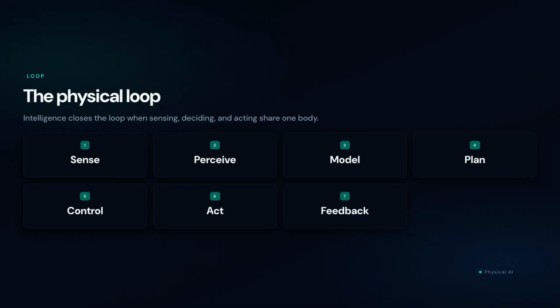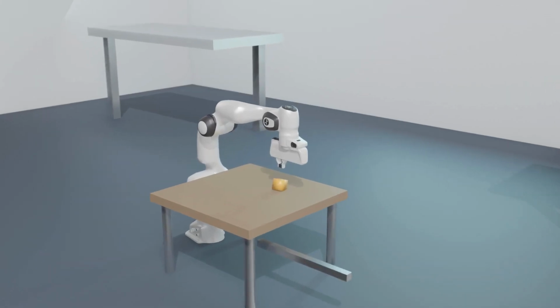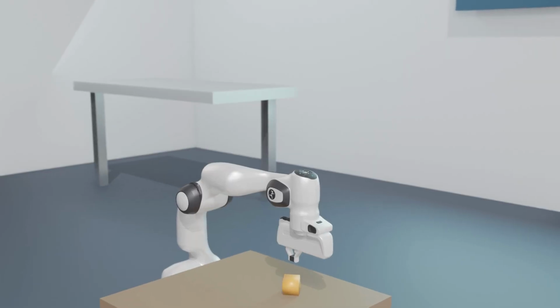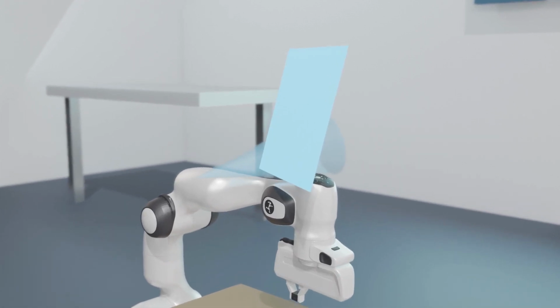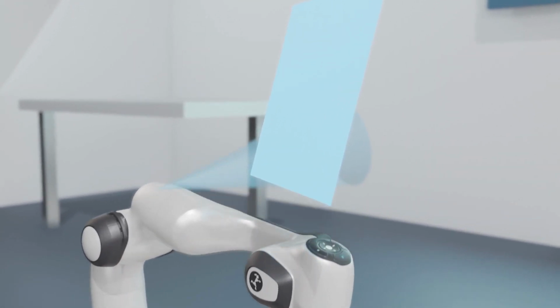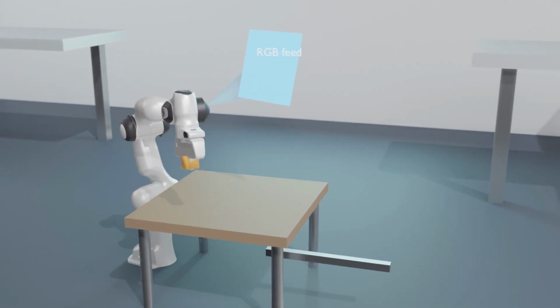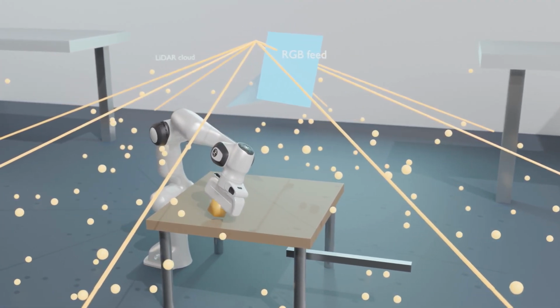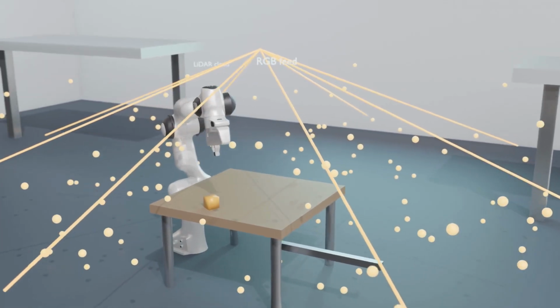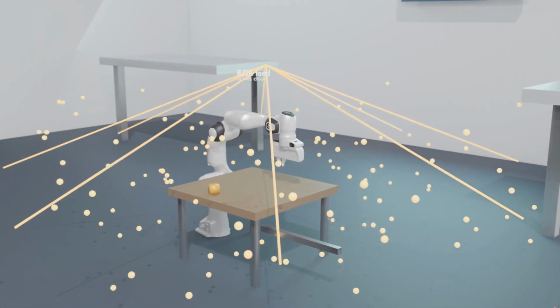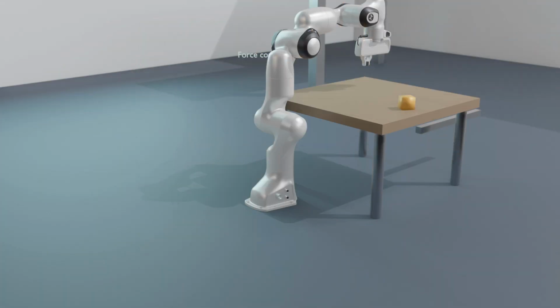It begins with sensors: RGB cameras, depth cameras, LiDAR, force and torque, each measuring a slice of reality at a different rate and noise level. A camera sees surfaces and color, LiDAR samples range. Force tells you when contact actually starts. No single sensor is the truth. Together they are the robot's only window into the environment.